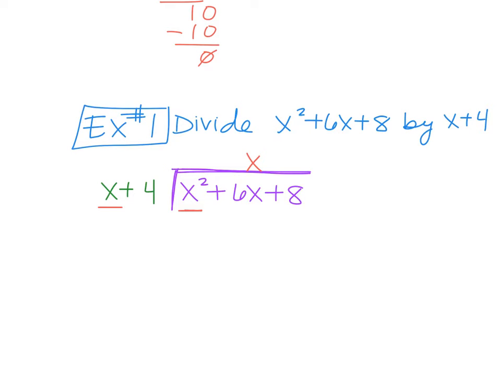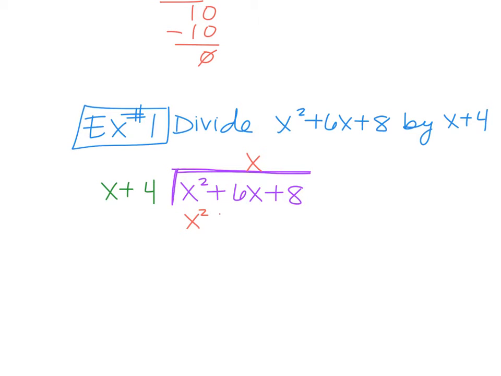And then what you do is you multiply this whole thing, x plus 4, by x to put down below, okay? So it's the same process. It's the exact same process. Okay, so x times x is x squared.